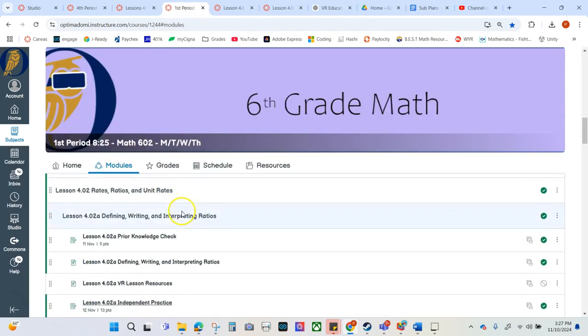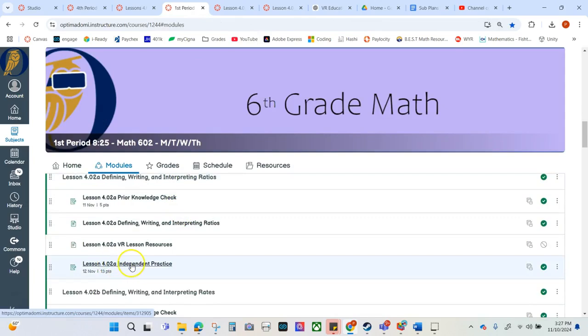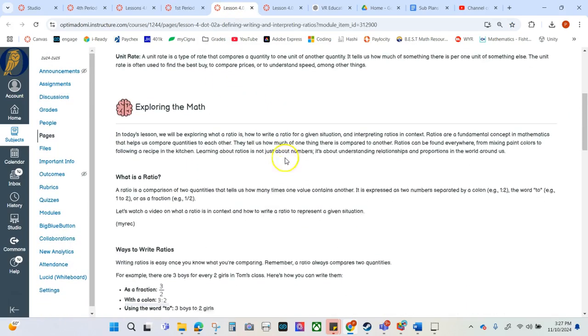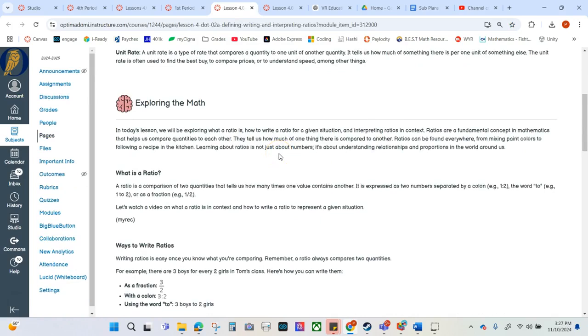When we're in Canvas and we find the homework button in the modules page, right above that is a button that has the name of the lesson. If you click on this button with the name of today's lesson, right above the independent practice, right above today's homework, it will give you the lesson page that has the lesson on it.